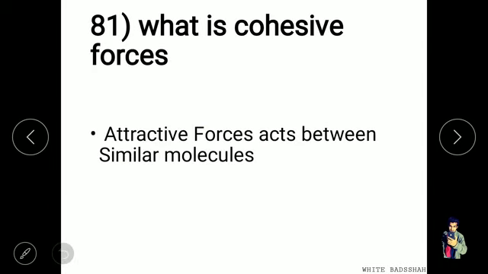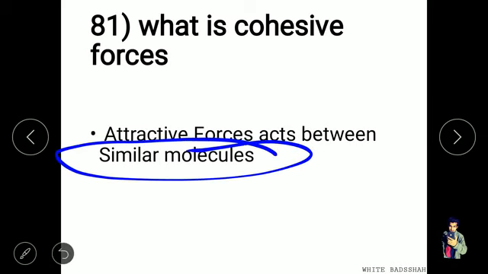Cohesive forces are the attractive forces that act between similar molecules. And what are adhesive forces? The attractive forces that act between different molecules.